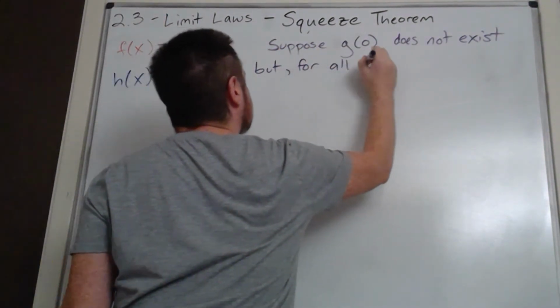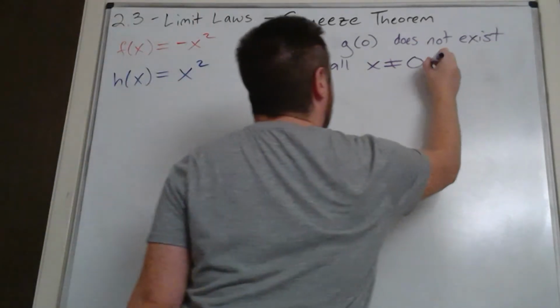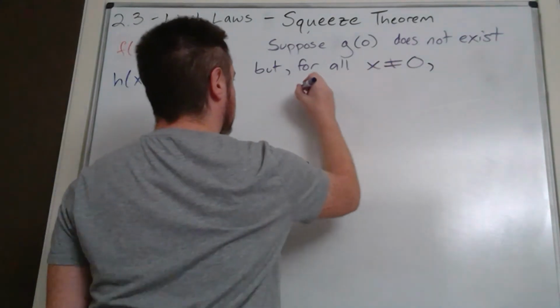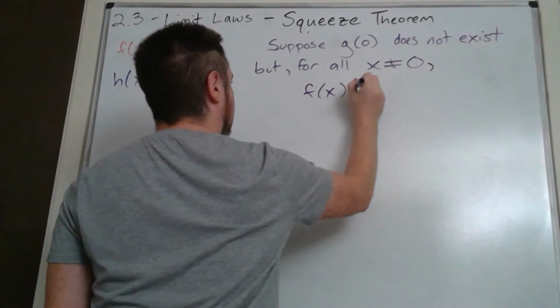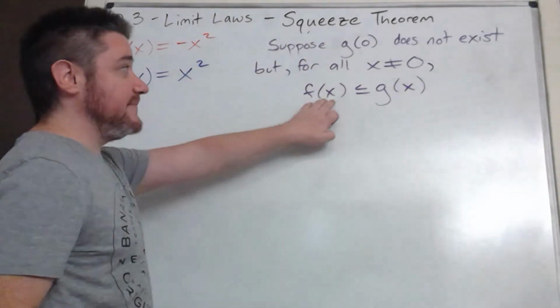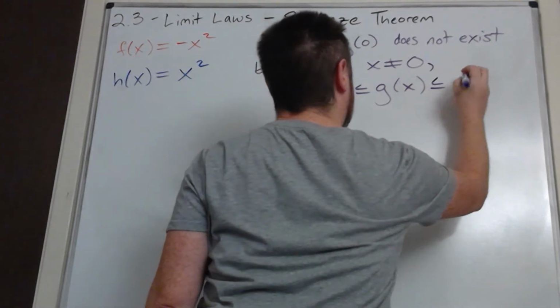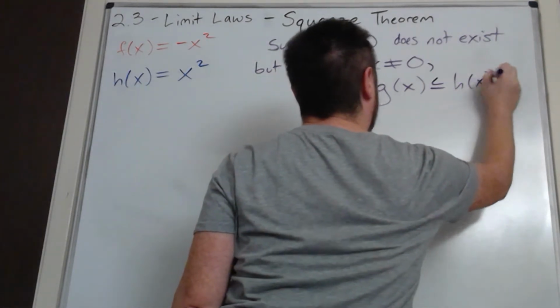for all x not equal to 0, so in other words, for every other x value, I'll just write the sandwich with the inequality. Let's suppose the if statement from earlier, that f of x is less than or equal to g of x is less than or equal to h of x.